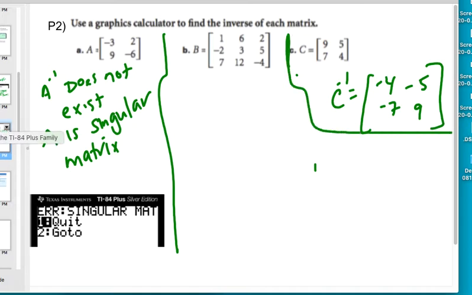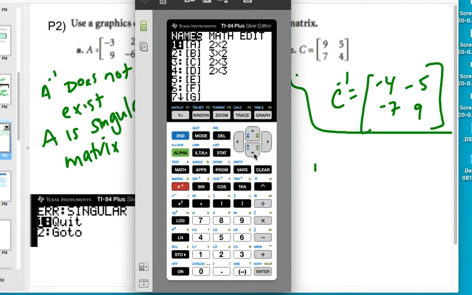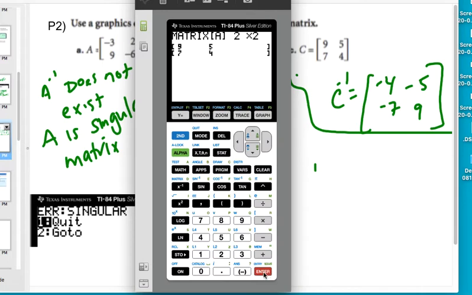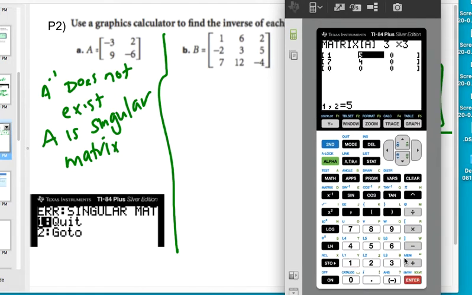So now I'll do B. The only reason I didn't do B first was because B was 3 by 3 and I was lazy. So second matrix, I'm going to go ahead and edit matrix A to be a 3 by 3. And I'm going to use 1, 6, 2, -2, 3, 4, 5 rather, 7, 12, and -4. And then we double check that everything's right, because that's a big reason you end up with errors if things aren't right, and you quit and then hit enter. And it says a singular matrix.